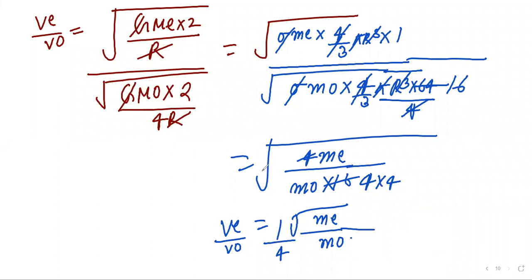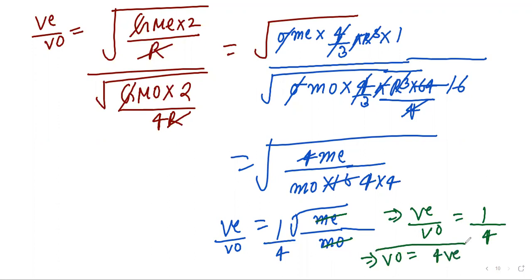So ME and M naught are the same, so that will also be cancelled. So the remaining is V by V naught is equal to 1 upon 4. So you have got V naught is equal to 4 times of V. So this is the answer given to you.